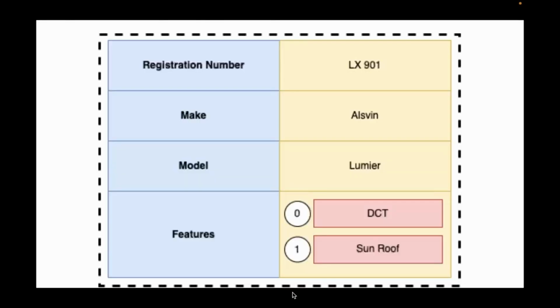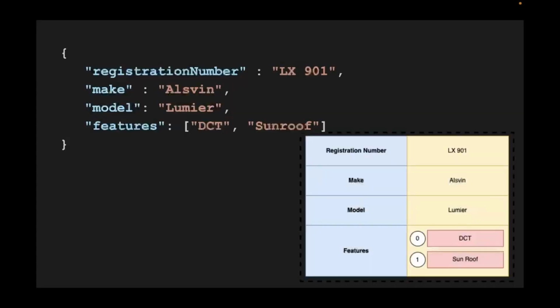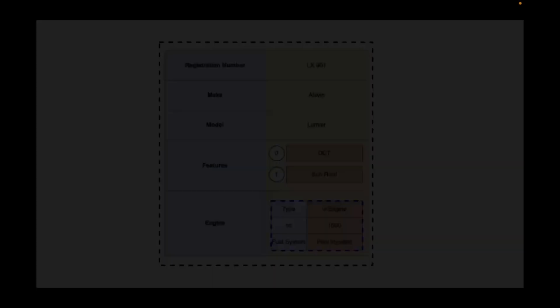So here we have sunroof as a feature. We can see here these square brackets which represent an array, and this curly bracket which represents an object. These three fields are of type string, primitive types, whereas this feature is a bit complex because it consists of a list of items. So a list or an array can be represented with these square brackets.